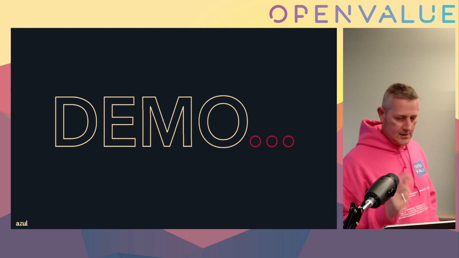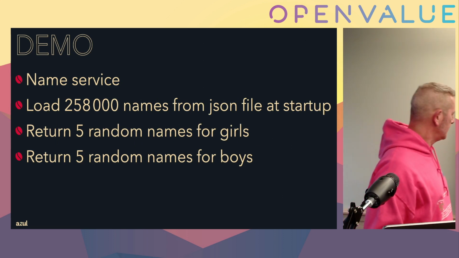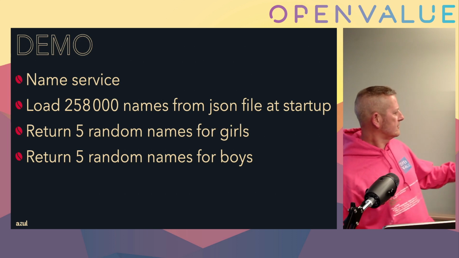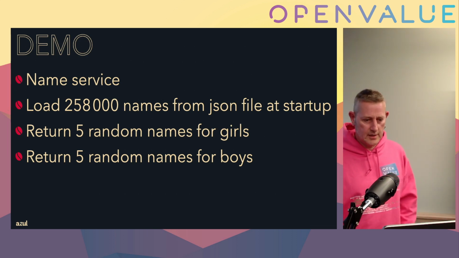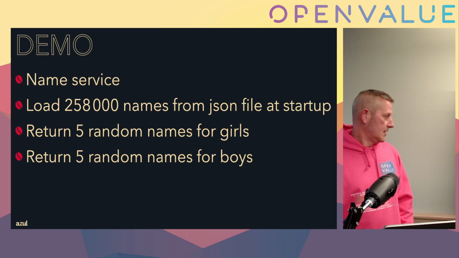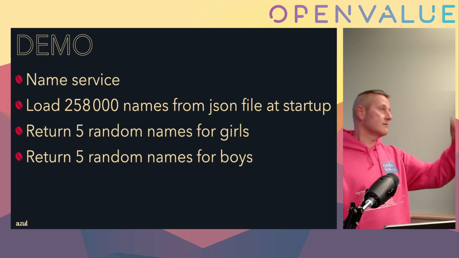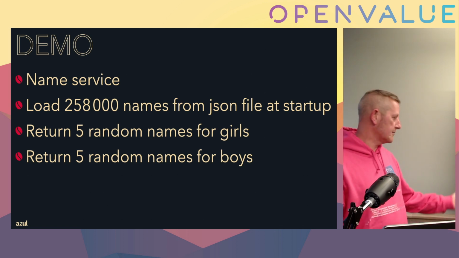Okay. Demo. Yeah, so I created a new demo, which is a name service, and it's 258,000 names. I found them in a database on the web. They are in a JSON file, and it's just boys' and girls' names. The service is, give me 5 random boy names, right? First names, or girl names, whatever.